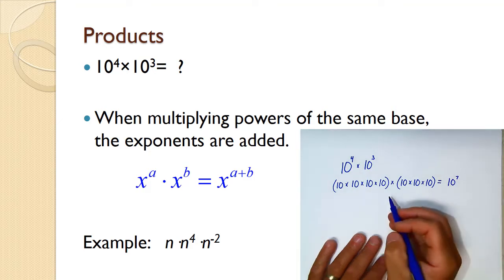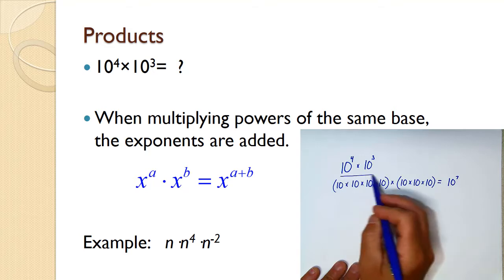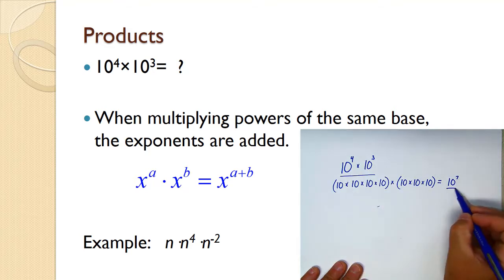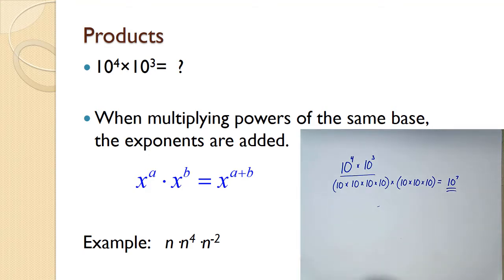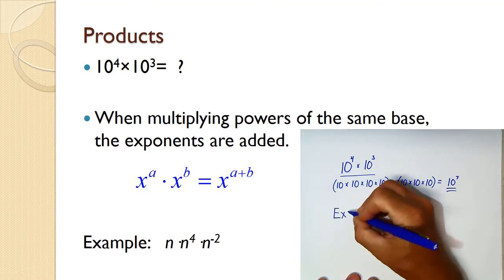And at that point you could probably draw a conclusion. If you have the same base with different exponents and they get multiplied together, 10 to the 4th times 10 to the 3rd, that gives us 10 to the 7th. So in general, when we multiply powers of the same base, we can simply add those exponents together. x to the a times x to the b is x to the a plus b. That's our first property.